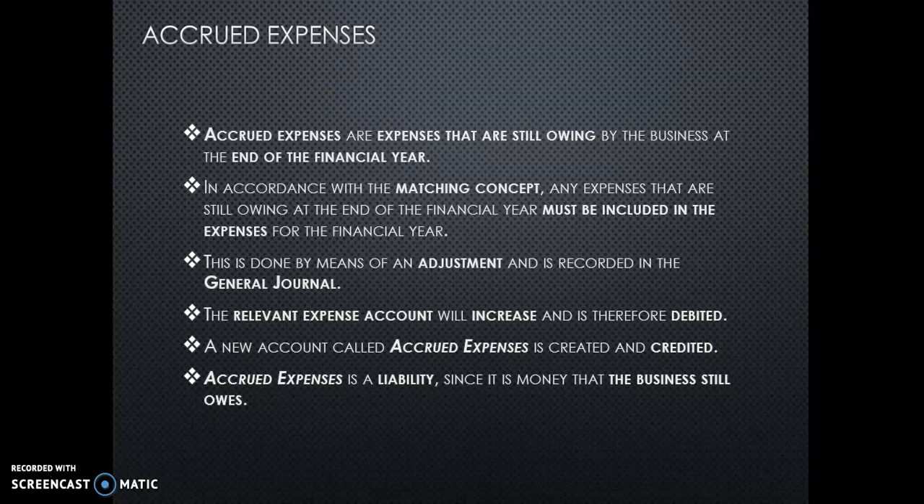A relevant expense account will increase because my expense for that specific item needs to be increased. So an expense decreases owner's equity on the debit side, so we will debit the expense again. For every debit there's a credit, so the credit here is accrued expenses. It's a liability because the business still needs to pay that amount, so it owes that amount, so it's a liability.